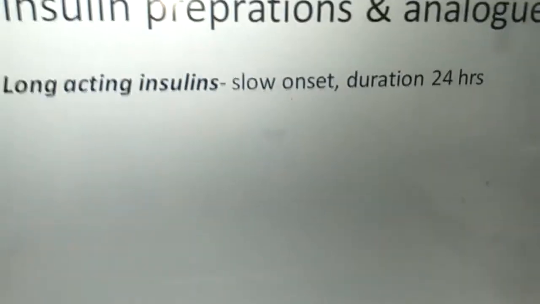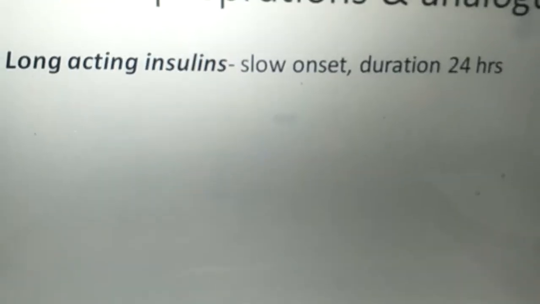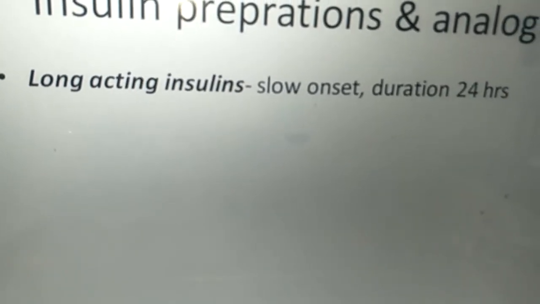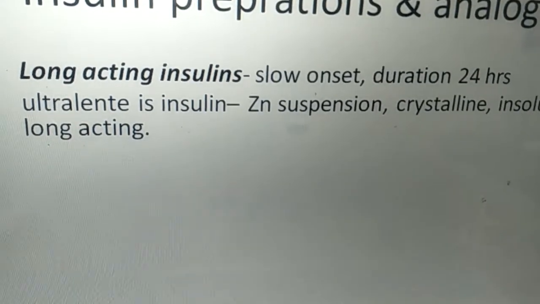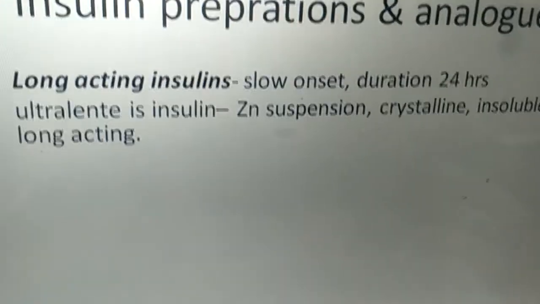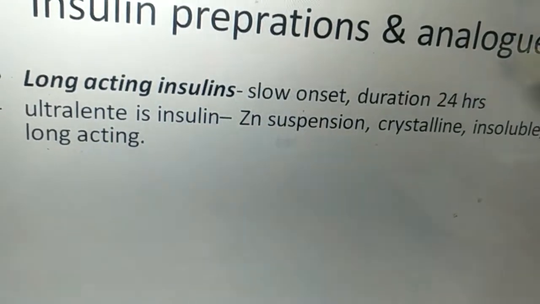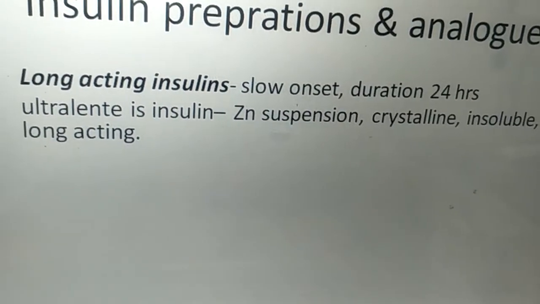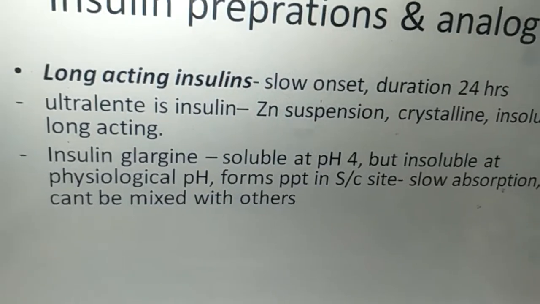Now, long acting insulin preparations or analogs have slow onset of action because they are absorbed slowly. They are synthesized in a way that absorption is slowed, and they act for a long time. Their duration of action is 24 hours. Preparations are ultra lente, as I mentioned. It is a suspension of zinc and insulin, insoluble crystalline form and longer acting. If we mix this ultra lente with short acting semi-lente, we get an intermediate acting preparation, that is lente. Ultra and semi cancel each other to become lente alone.